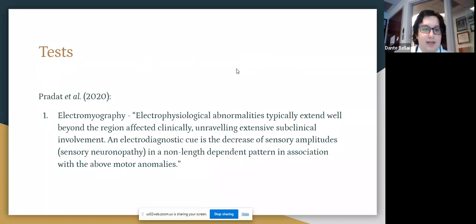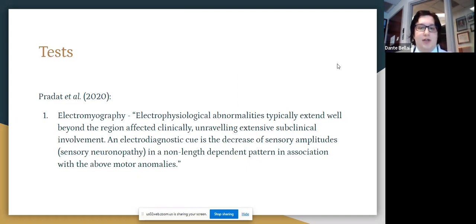So in terms of testing, I found an excellent article. It's the French National Guidelines for the Management of Kennedy's Disease. This pooled together all sorts of literature, guidelines and professional opinion, and created recommendations for how to test and treat Kennedy's. So one recommendation is electromyography in any patient that presents with signs of Kennedy's.